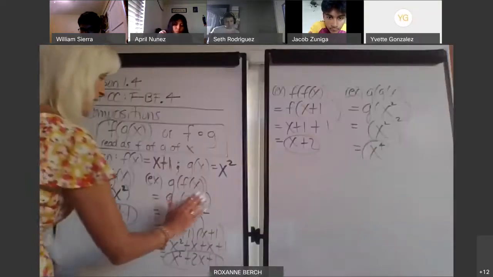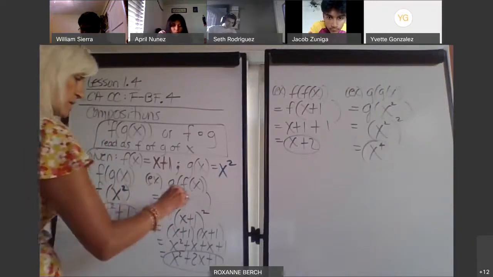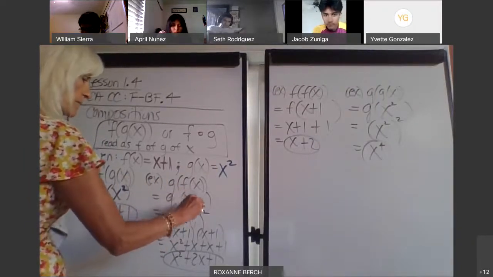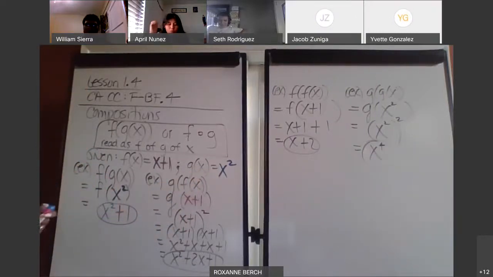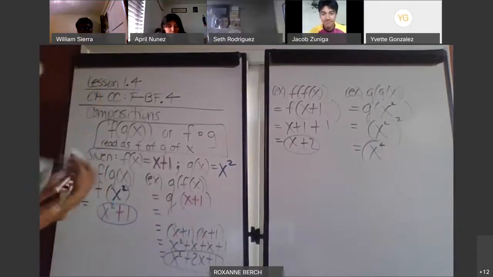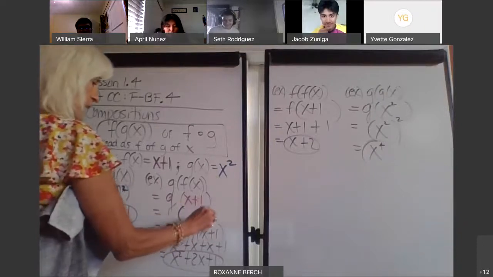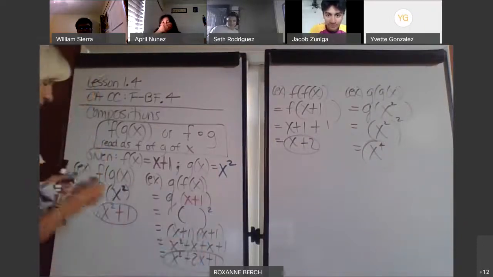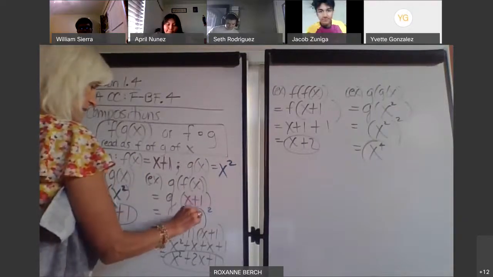So like on this problem, g of f of x, the f of x is pink. That becomes the x of the g function. Well, the g function is something squared. And the something is the pink.